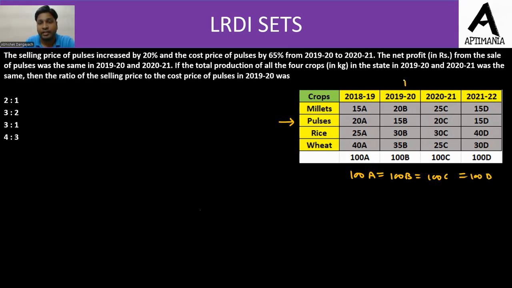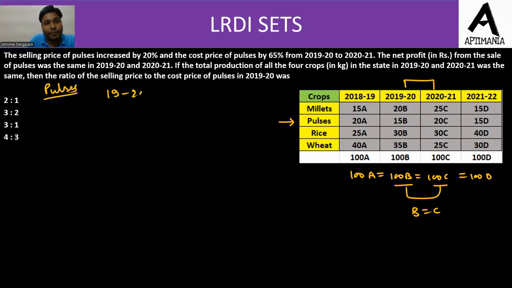So from here we can say that 100A equal to 100B equal to 100C equal to 100D. Now as we are interested in these 2 years only, let us focus on B and C only. So we can say that 100B equal to 100C. From here we can say that B equal to C. Now talking specifically about pulses. In year 1920, the quantity produced was 15B, and in 2021 it was 20C. So let us write it to be 20B only because B is equal to C now.